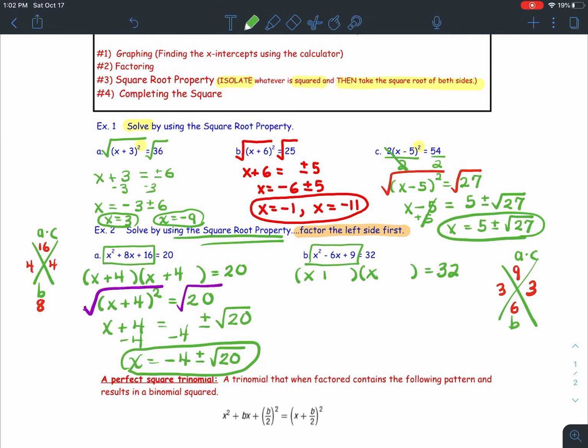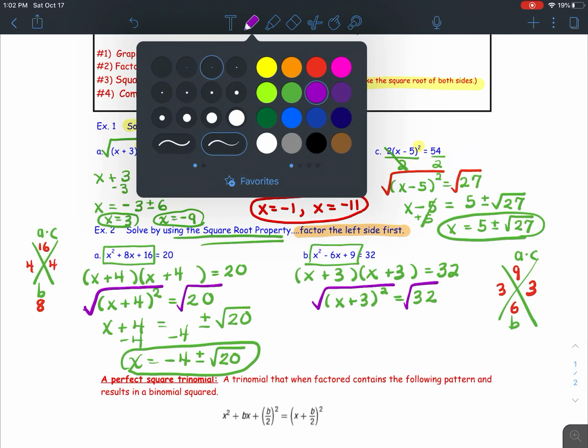My two numbers that are going to multiply to be 9 and add to be 6 are 3 and 3. Okay. You'll notice that a very similar situation happens in this problem that happened in the other one. We have a duplicate factor, 2 of the x plus 3 quantities there. So I'm going to go ahead and write it together so it looks like a quantity squared.